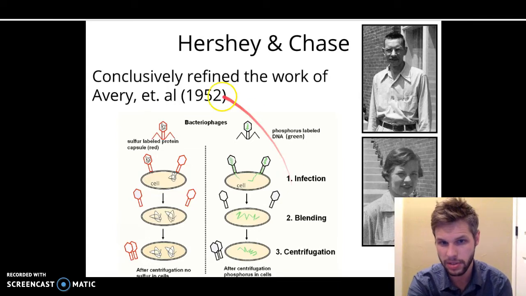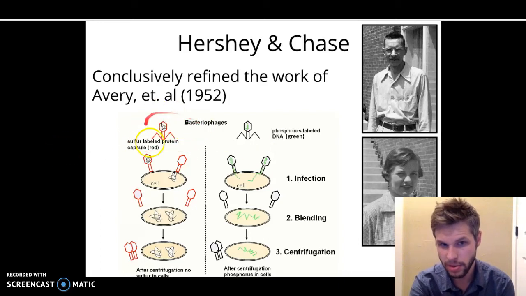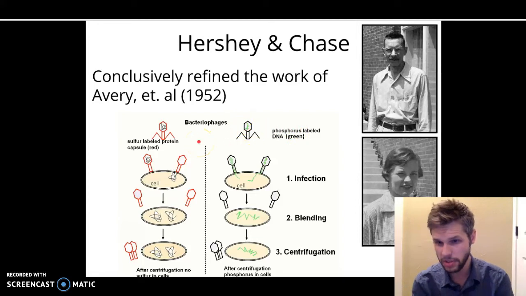What they did is they took these little guys that look like little alien ships called bacteriophages. They're viruses that infect bacteria specifically. They're made out of two very simple things. Number one, they're made out of protein on the outside that make up their bodies, and they have nucleic acids on the inside. What Hershey and Chase did is they radioactively labeled the protein portion of the virus, and they radioactively labeled the nucleic acid portion of the virus.